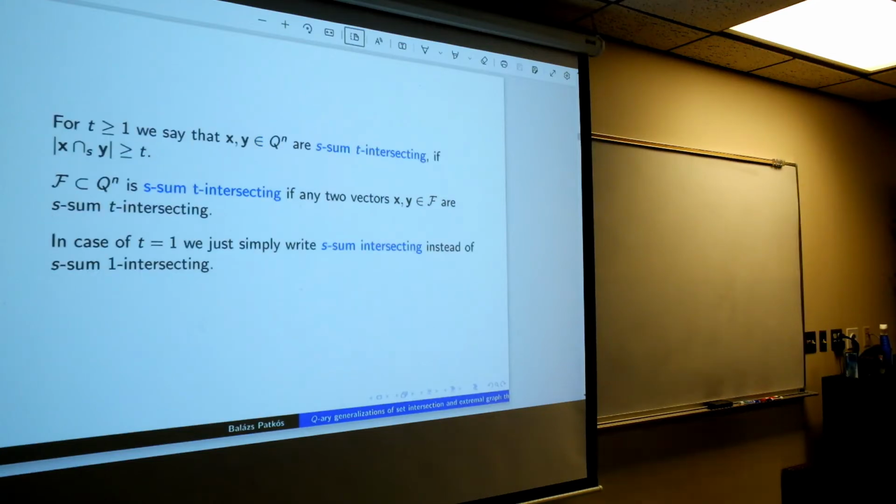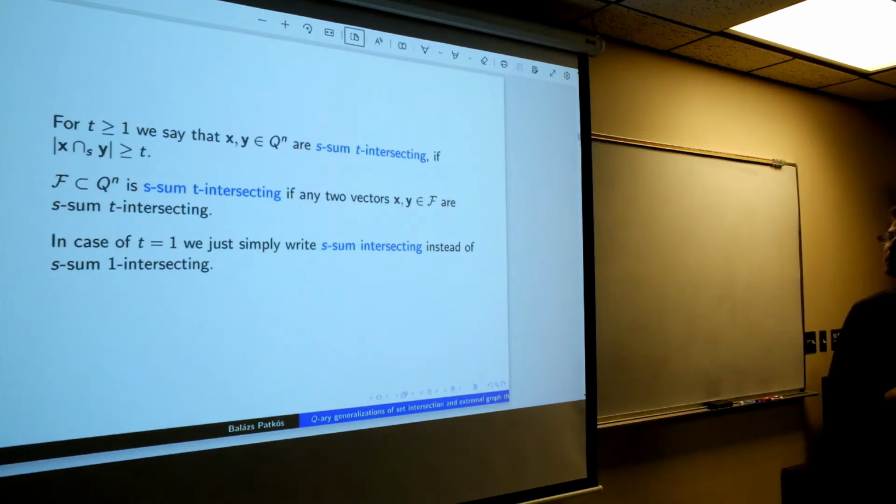Okay. And now I can say that a family of vectors is S-sum T-intersecting if for any pair of vectors from my family there exist at least T indices such that the entries sum up to at least S. Okay. And the question is how large a family I can get. And since Erdős–Ko–Rado was about uniform families, the last thing needed is the definition of uniformity, so the size of the vector.